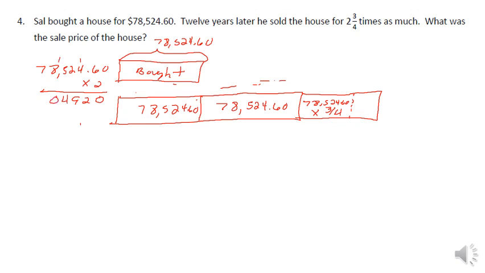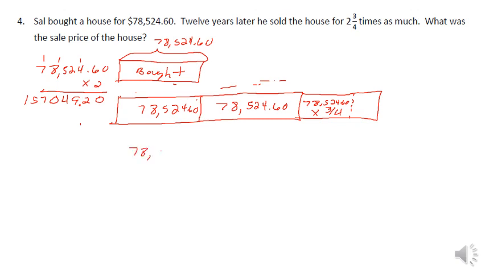2 times 2 is 4. 2 times 5 is 10. 2 times 8 is 16, and 1 is 17. And 2 times 7 is 14, and 1 is 15. And we have 2 decimal places we have to put back in.